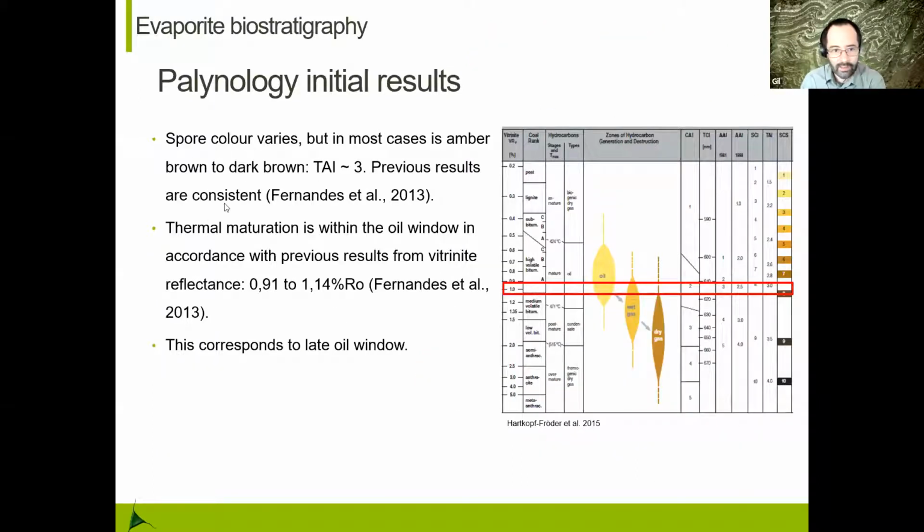In this case, the spore color also gives you a qualitative evaluation of the thermal maturity. There are several scales. Here I'm using the thermal alteration index, which is around 3, and that's in accordance with the vitrinite reflectance studies that were previously done by Fernandez et al. a couple of years ago. And so that corresponds to the late oil window going into the wet gas window. So a lot of data was obtained from a few samples from a mine.